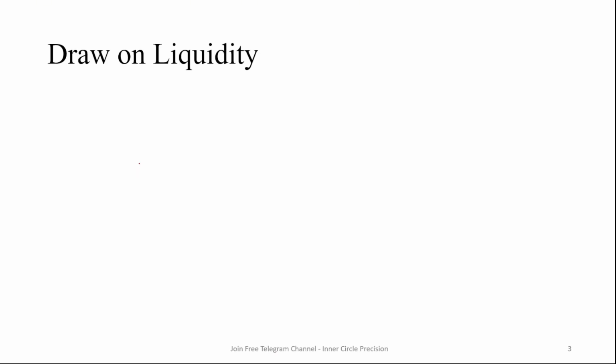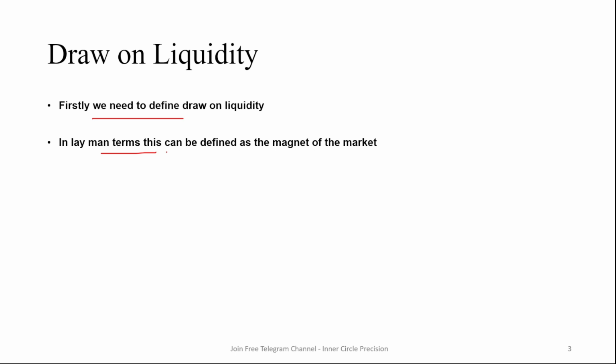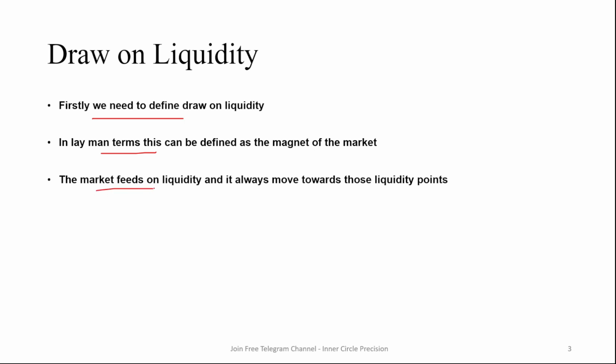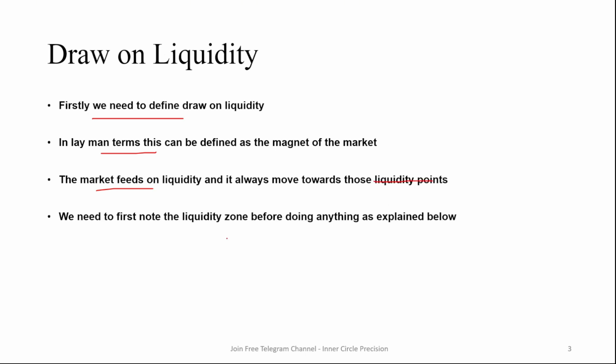So basically we need to start by defining what draw on liquidity is. In layman's terms, this can be defined as the magnet of the market. When the market is moving, it likes to go to several points, but those points are not just random points. These are the liquidity points. The market feeds on liquidity and it always moves towards those liquidity points. We need to first note those liquidity points before doing anything, as explained below.